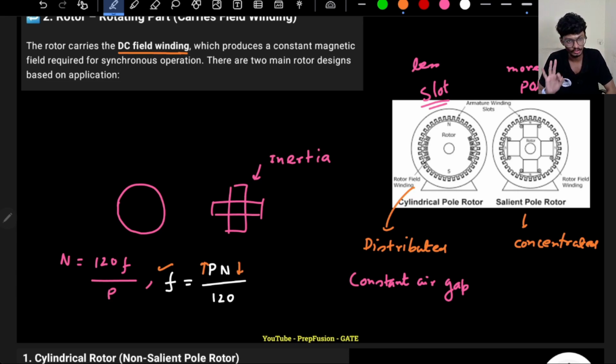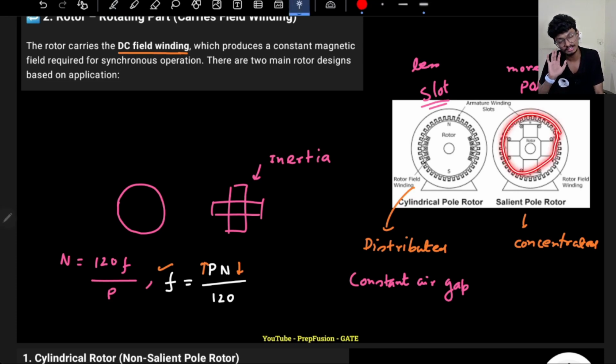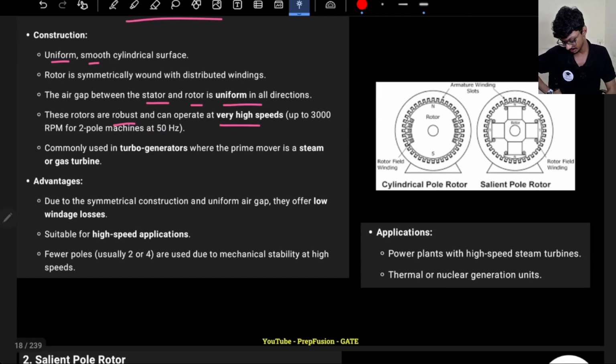So in this way you can understand why the speed is lower, but mechanically, speed has to be lower in a salient pole rotor, otherwise there are higher chances of it getting damaged. Because if I rotate this at high speed, since it is elongated, there can be mechanical, physical problems, not electrical. In a cylindrical rotor, as it is uniform, there is less probability of it being mechanically disturbed, because it is symmetrical and circular.